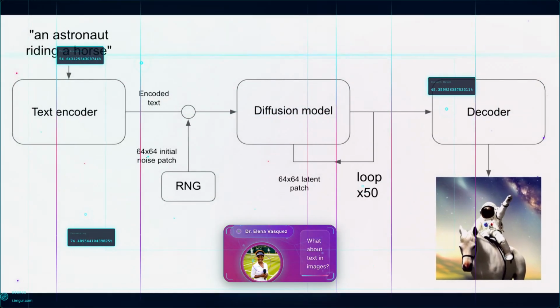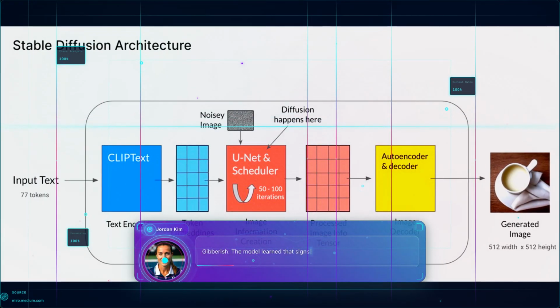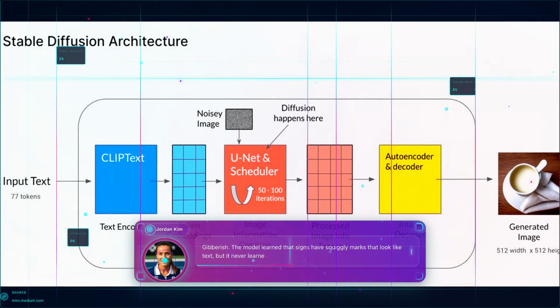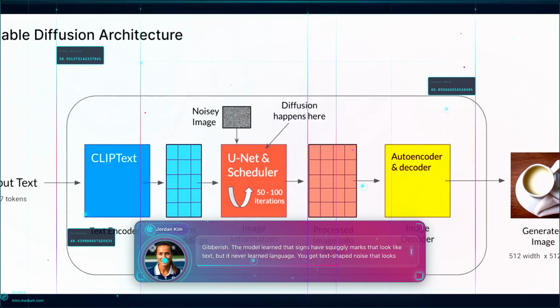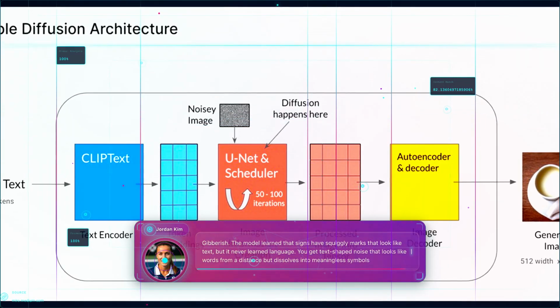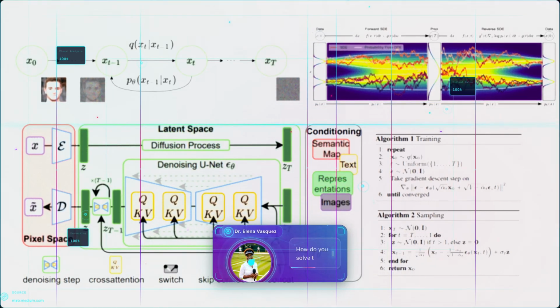What about text and images? Gibberish. The model learned that signs have squiggly marks that look like text, but it never learned language. You get text-shaped noise that looks like words from a distance but dissolves into meaningless symbols up close. How do you solve these problems?